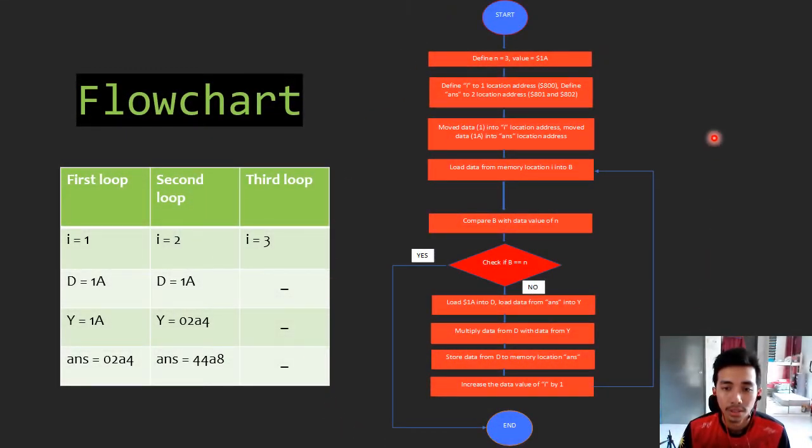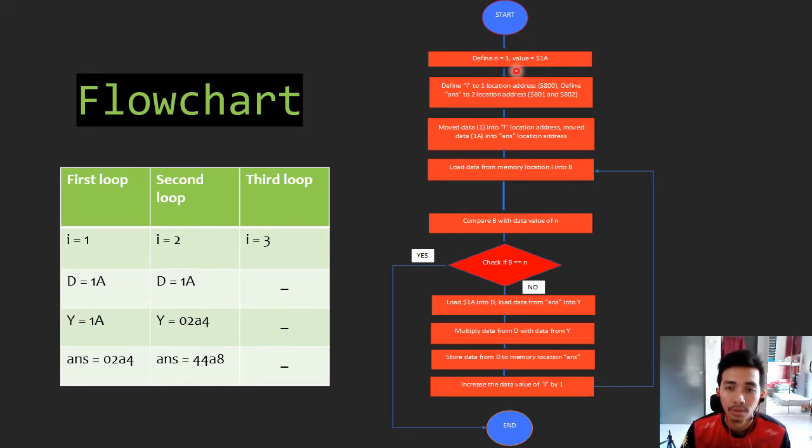Okay, this is our flowchart for the program to calculate the power of 3. First, we define letter N with 3. N is basically what power we want to use. So in this question, it requires us to calculate the power of 3, so we will use 3. If we want to use power of 2, we just substitute 3 with 2. If you want to calculate power of 4, just substitute 3 with 4.